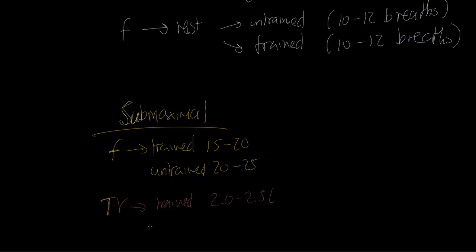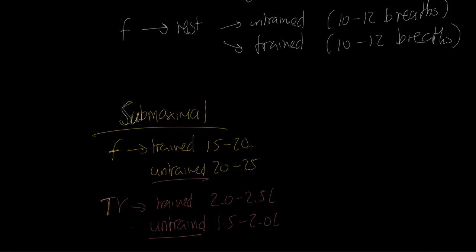Okay, whereas for our untrained, it of course is going to be lower. In this case, they're going to find the tidal volume is going to be 1.5 to 2 litres, something like that. So of course, the untrained athlete needs more breaths because their tidal volume is going to be a little bit lower. And therefore, obviously, you can calculate the minute ventilations based off that.